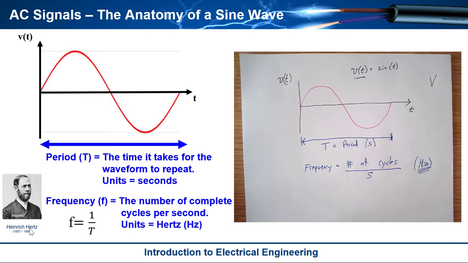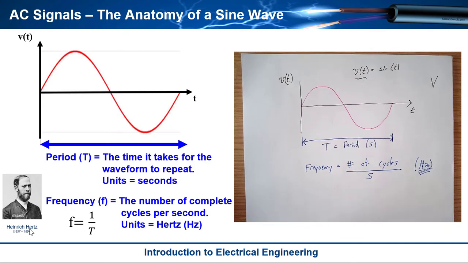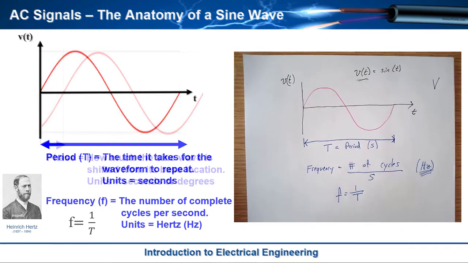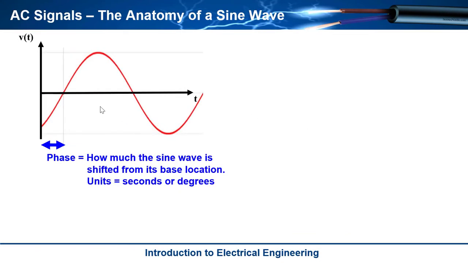So that's Hertz. And the frequency and the period are related by f is equal to 1 over T. Okay, so once you know one or the other, you know the other one. Frequency is lowercase f, and period is uppercase T. Okay, so there's one last kind of time component to the sine wave, and that is called phase.